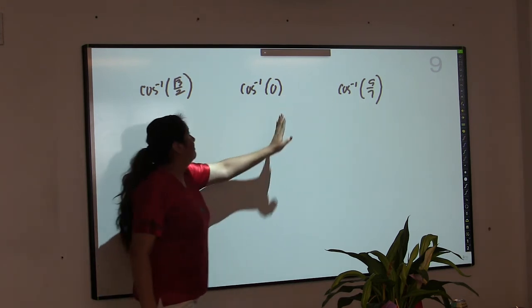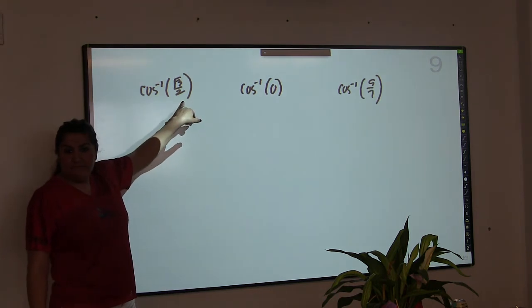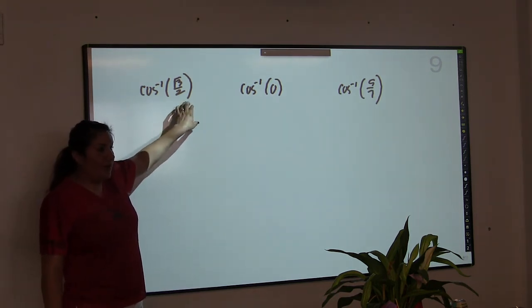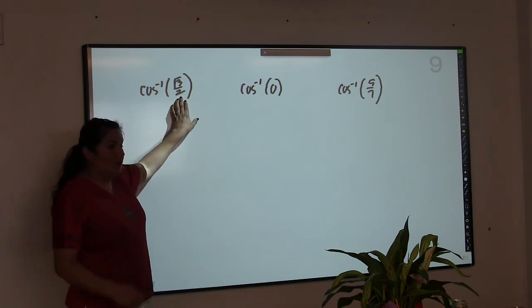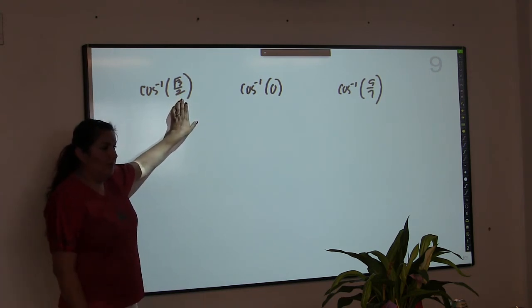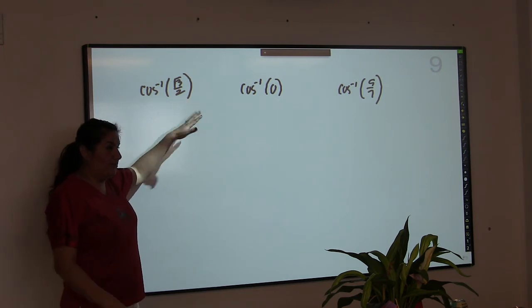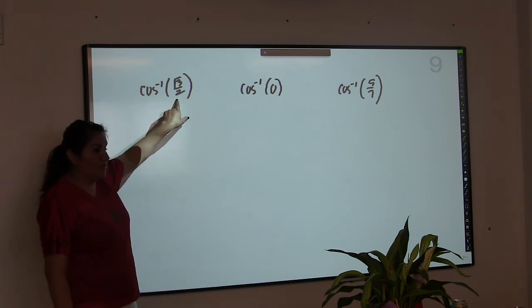0 is definitely good. Root 3 over 2, what is that? It's less than 1. Do you know how I know that? Because all of the values on your unit circle are less than or equal to 1 and greater than or equal to -1. So this is a good number on your unit circle.